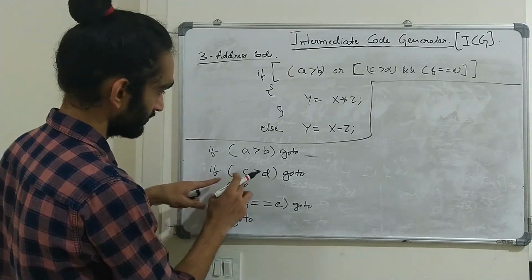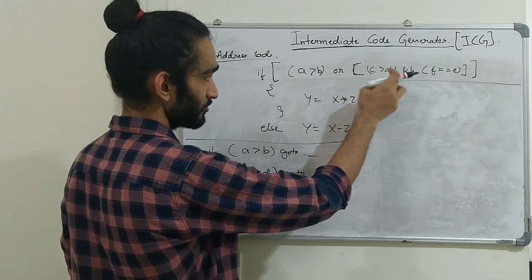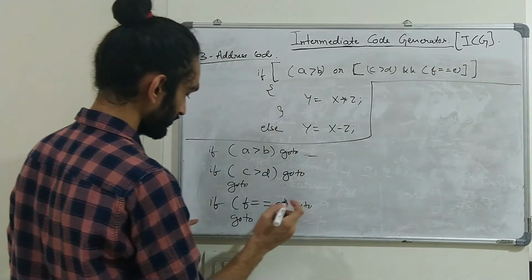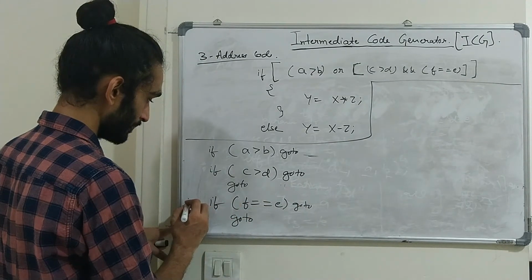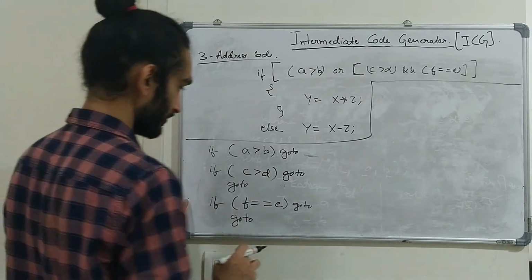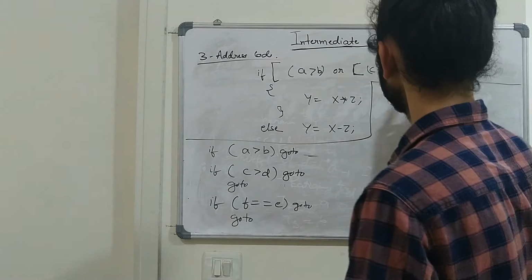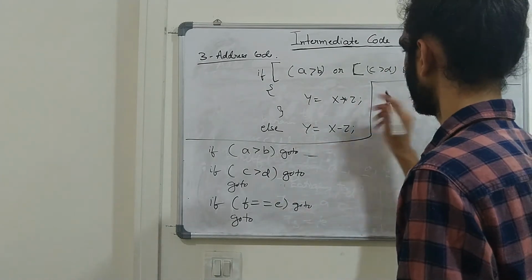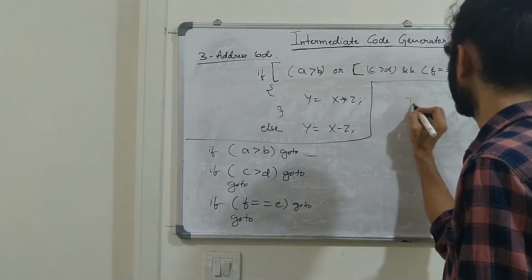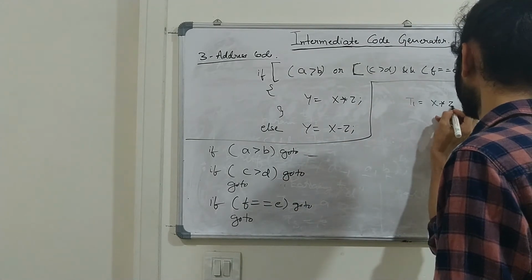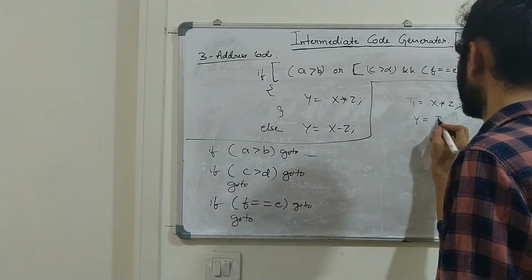Now from here you understand, if C is greater than D is true, I need to check this also, whether this is true or not. So I need to come in here, so I can mark this as some label. I will see afterwards. So this is what it is going to have. Now I am going to write the code for this expression also, which is going to be T1 equals to y into z, and y is equals to T1.